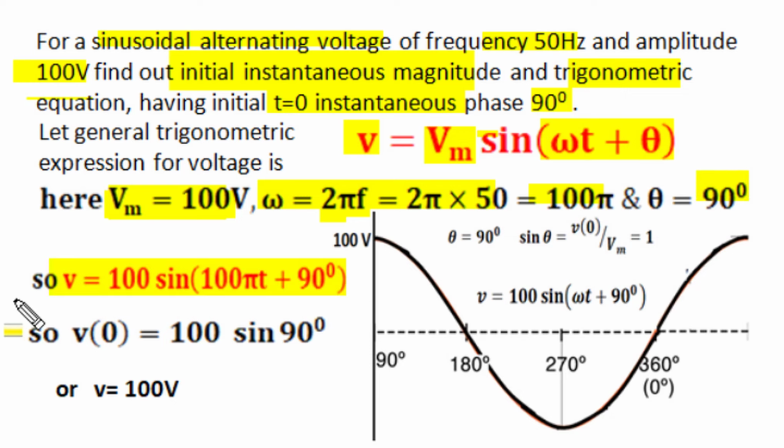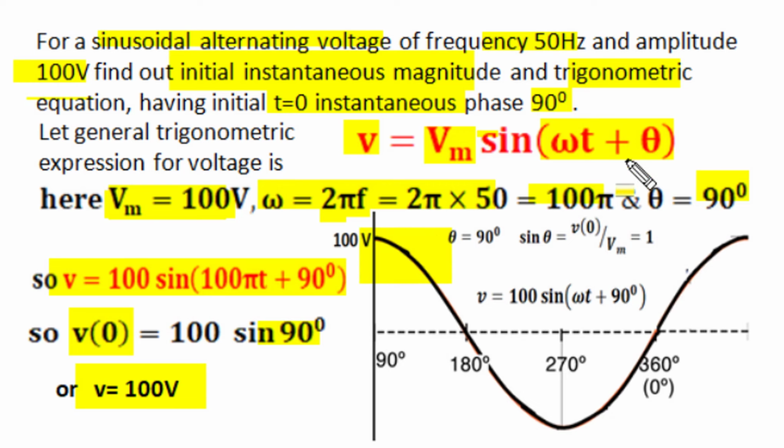So this would be our general expression, and at t equal to 0 we can find the instantaneous value of voltage as 100 sin 90 degree. Sin 90 degree is 1, so its initial start is from the positive peak value, and this would be the further variation of this sinusoidal signal.